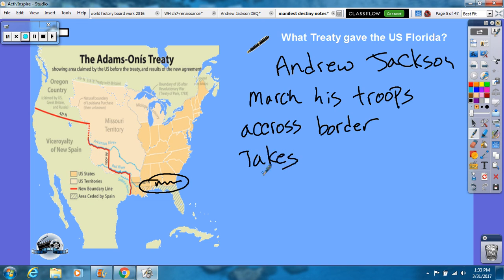Now, John Quincy Adams, who is the Secretary of State at the time, wants to court-martial Andrew Jackson. But James Monroe, who's the president, was like, yeah, not so fast. So what he does is he sends John Quincy Adams over to negotiate the Adams-Onis Treaty.